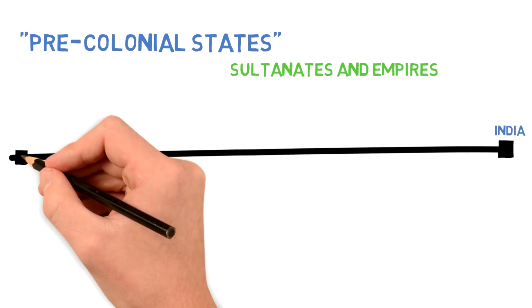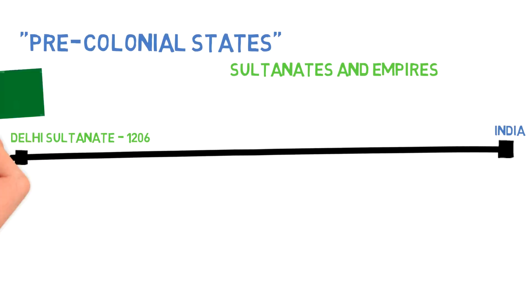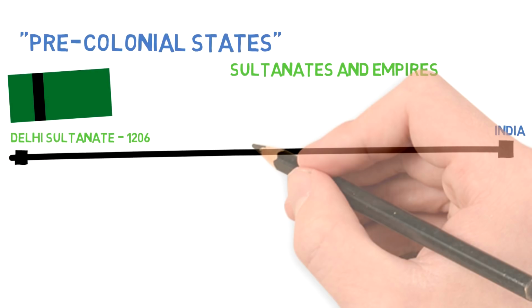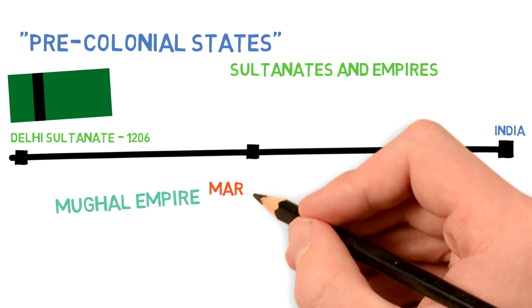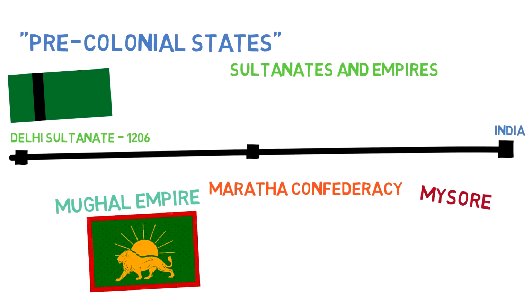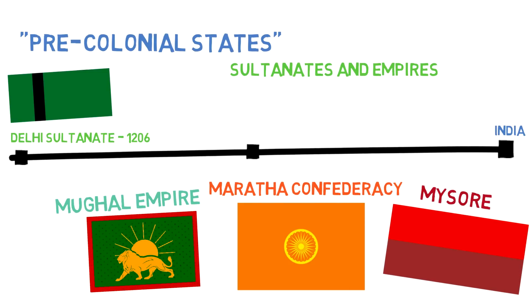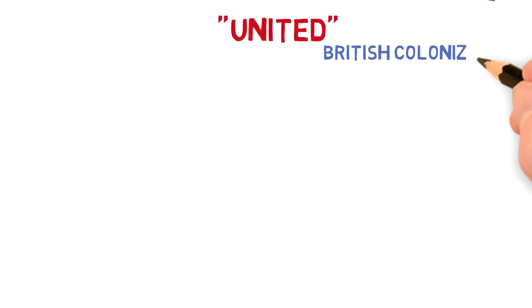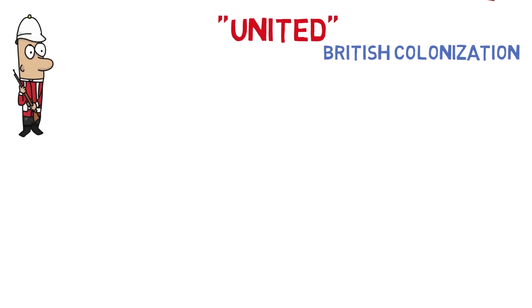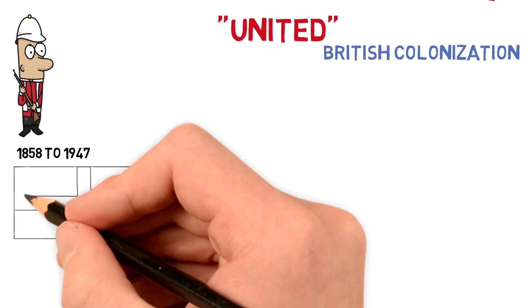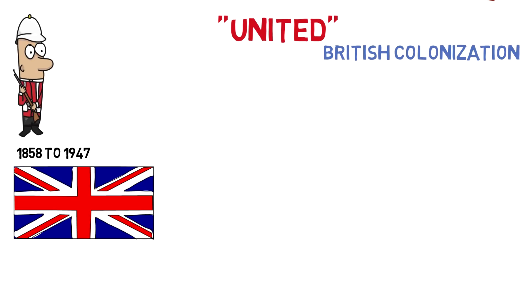From the Delhi Sultanate in 1206, which flew a dark green flag with a black strip on its center left, to the Kingdom of Mysore and the empires of Mughal, Maratha, and the Sikh, which used the green, saffron, and red colors that we kind of see in today's flag. All of these were united through the British colonization of the Indian territory. So from 1858 to 1947, the official flag of the British Raj was the flag of the United Kingdom.